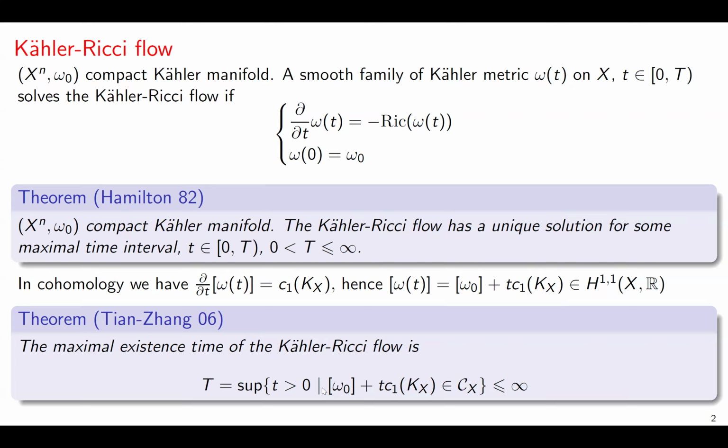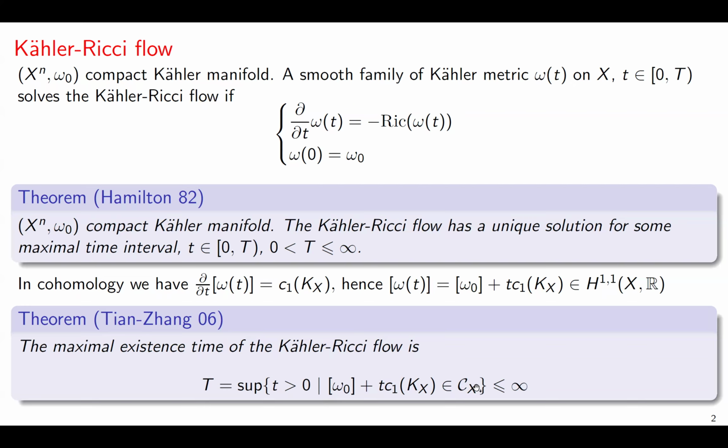And the really nice theorem is that the converse is also true. So this was proved in full generality by Tian and Zhou Zhang in '06. That's a formula for the maximal existence time. The big T is exactly as long as this segment stays inside the Kähler cone.